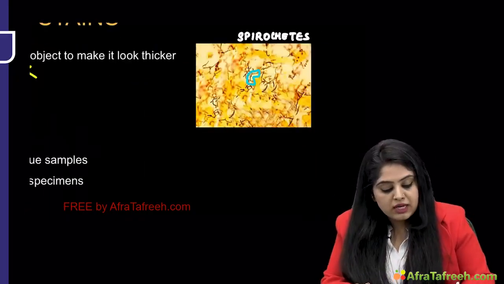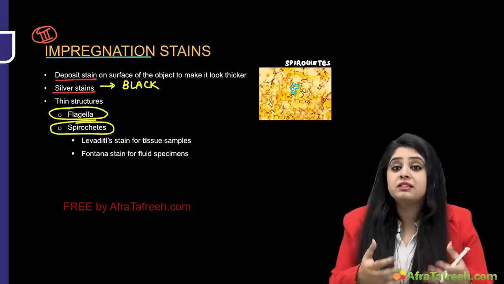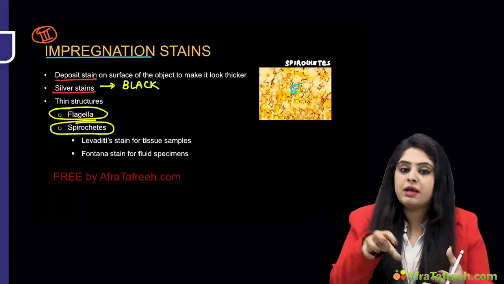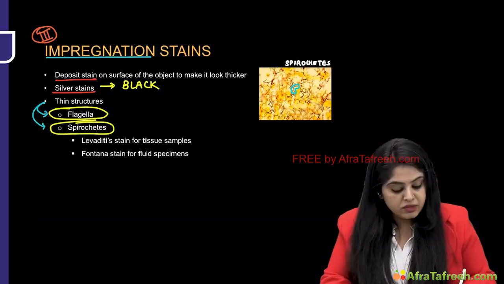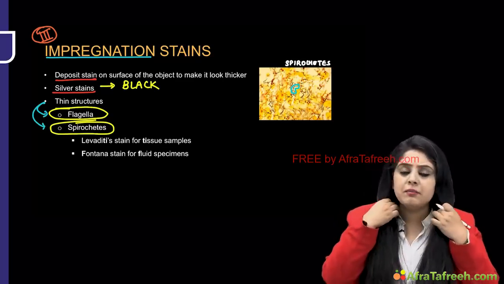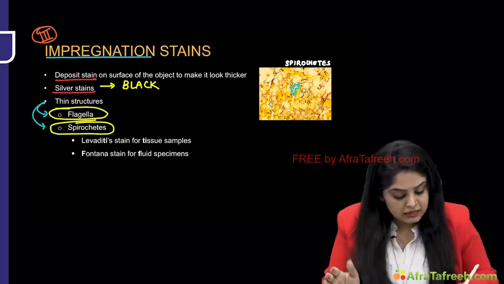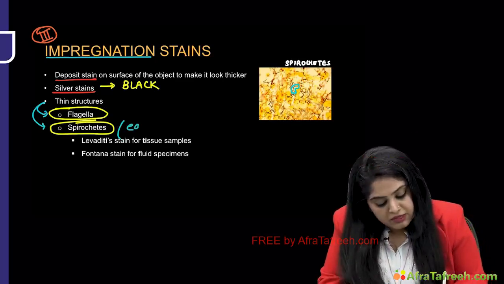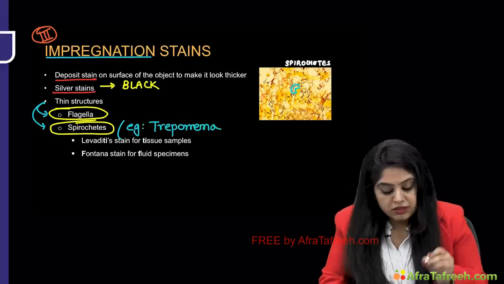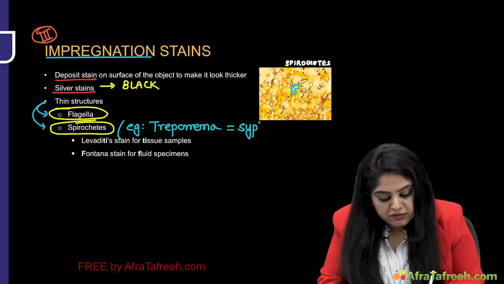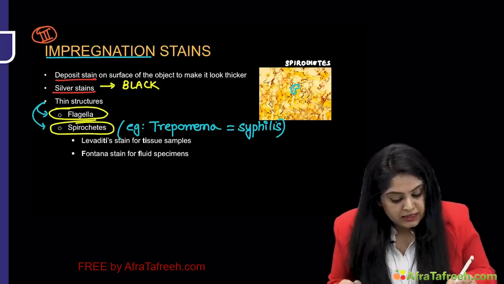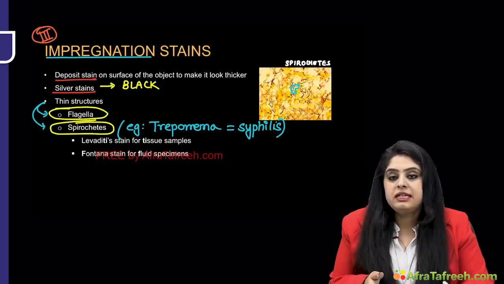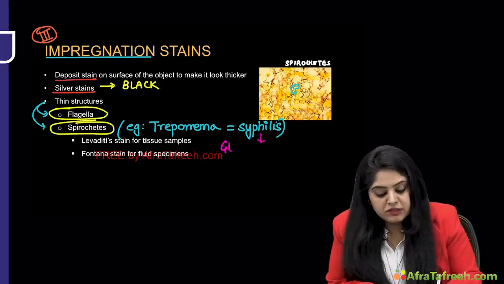That's the concept. When you are impregnating something, you are making something thicker by adding. So what am I adding over here? I'm adding a lot of silver. So this is particularly done for thin structures like flagella and spirochetes. If you've not studied the bacteriology lectures, do you have any idea what exactly a spirochete is? Spirochete, for example, is Treponema pallidum. Just as an example, Treponema pallidum. There are many other spirochetes, but Treponema pallidum is the one that causes syphilis. So yes, for the diagnosis of syphilis, I will use this silver staining technique. And let me tell you, there are two things. Now, when I'm dealing with syphilis, syphilis usually comes to us as what?